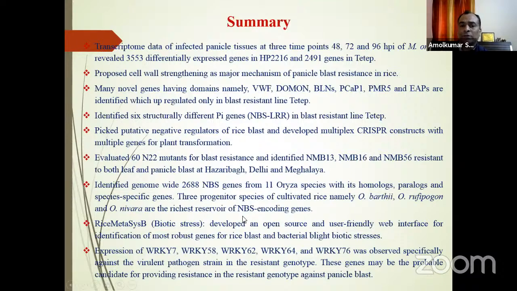We identified 2,688 NBS-LRR genes from 11 species. We developed this rice MetaSysB database, through which breeders can identify genes which are present in their QTLs. And we also identified some WRKY genes which are really important for this panicle blast.